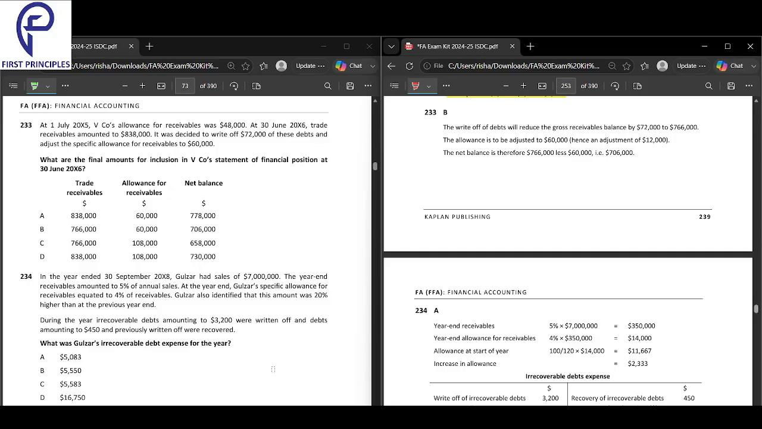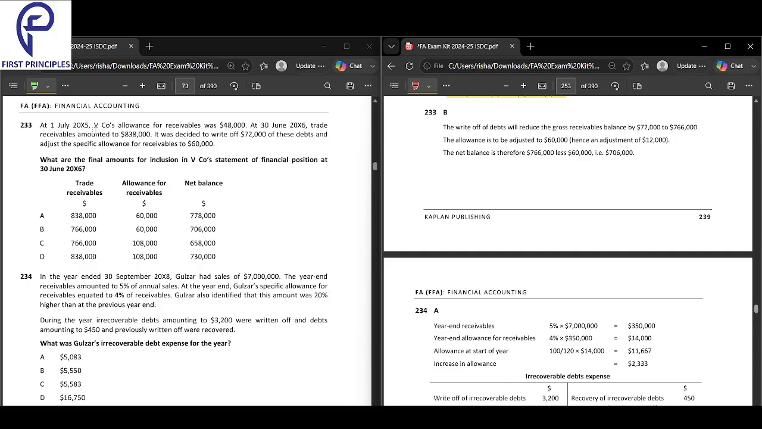Let's look into the next sum here. Find the gross receivables, allowance, and net receivables. First, we are finding the gross receivables, then we're finding the allowance and net receivables. So what all do we have to find out? Three things: the final amount of the receivables, the allowance, and the net balance. We have to find all of them. So let's look into this line by line.